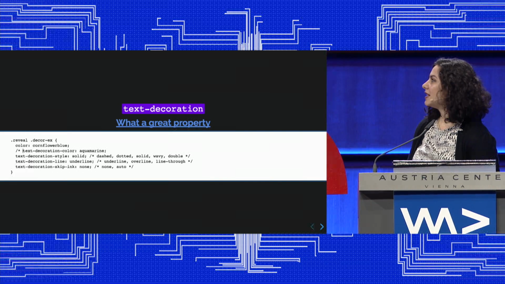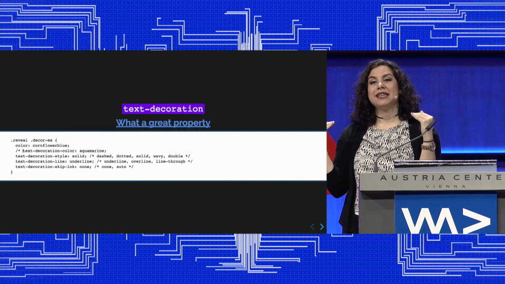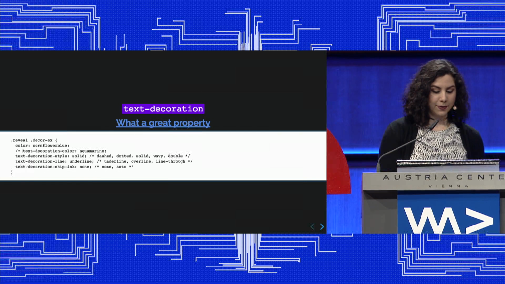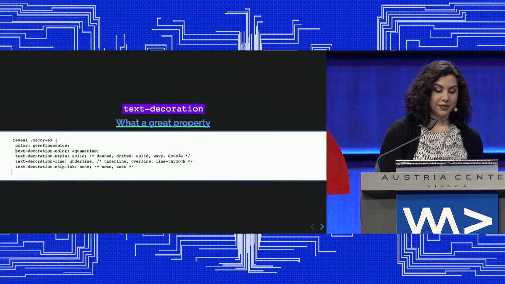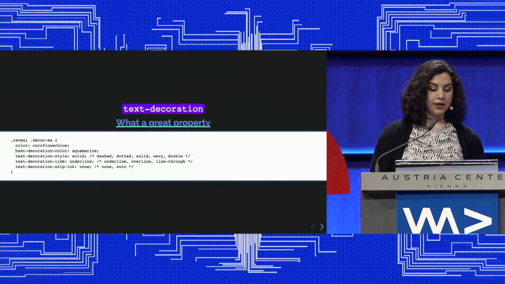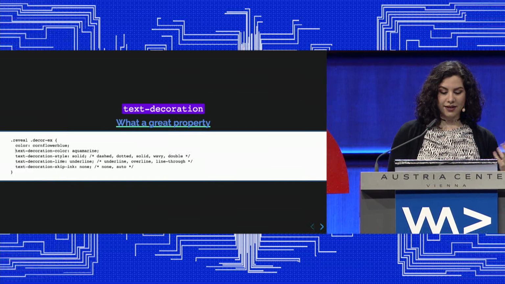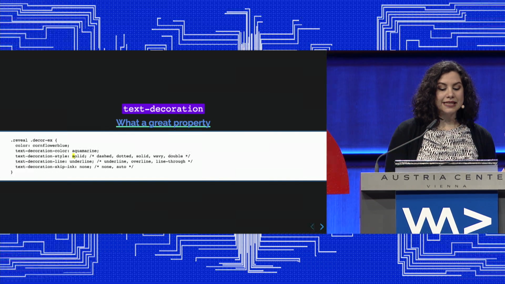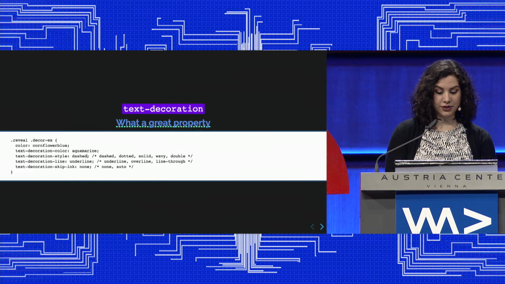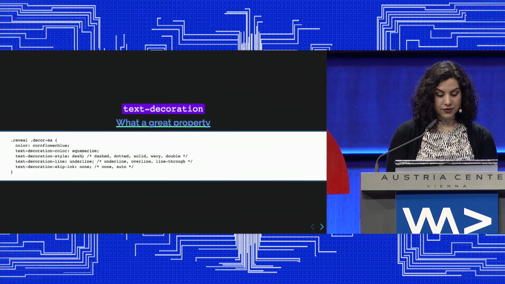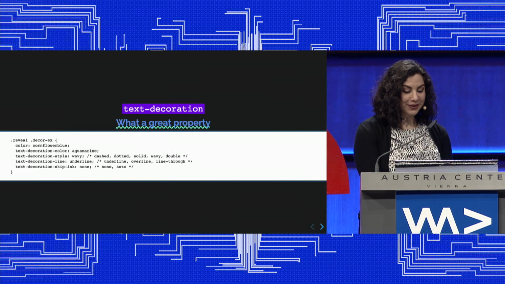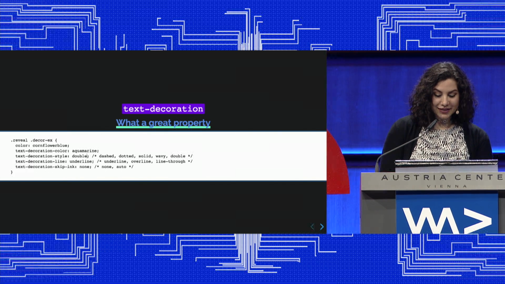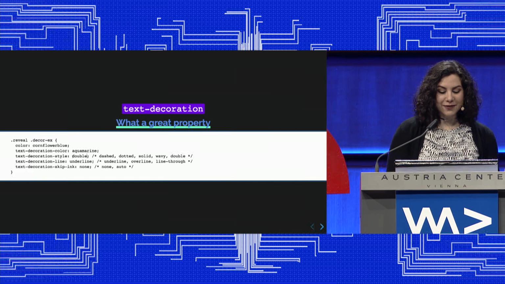So text decoration is the underline that we see on links for the most part. You can do a different color now for that text decoration property. So you can use aquamarine as the underline color. You can change the style of the text decoration. So you can do dashed, you can do dotted, you can do, I love this one, wavy. That's pretty cool. You can do double. There's just a wide variety of things you could do here.